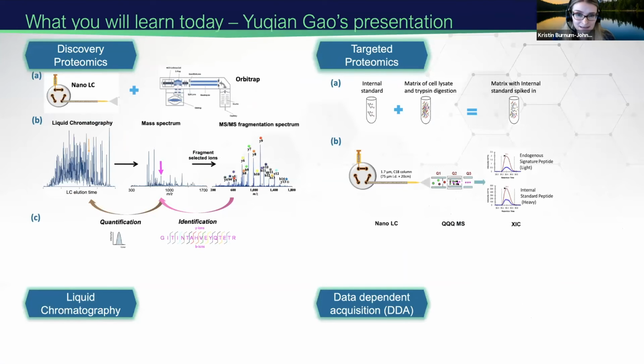So what are you going to learn today? Yu-Chin will give an in-depth view into how our bottom-up proteomic workflow is used for discovery proteomics, where thousands of proteins are quantified and characterized, and targeted proteomics, where hundreds of proteins are targeted with isotopically heavy internal standards. And this is for really fast and accurate measurements. She'll also go into detail on liquid chromatography and data-dependent acquisition.